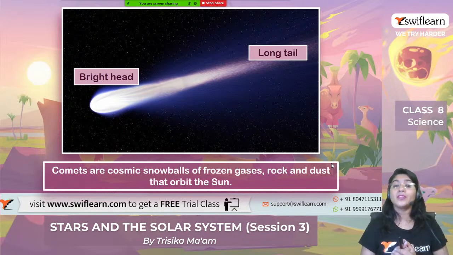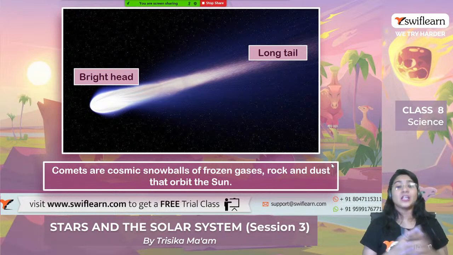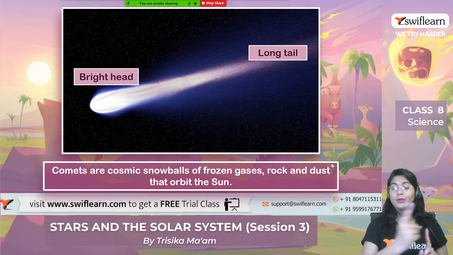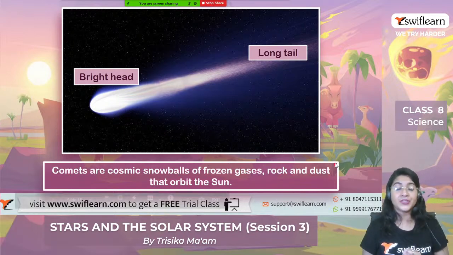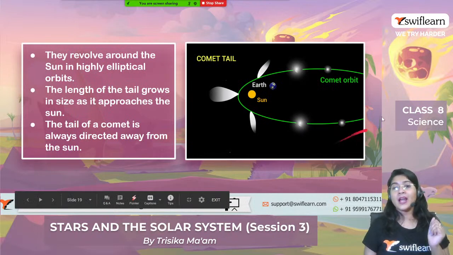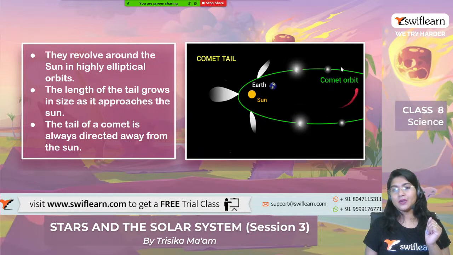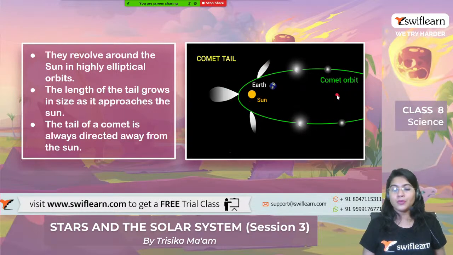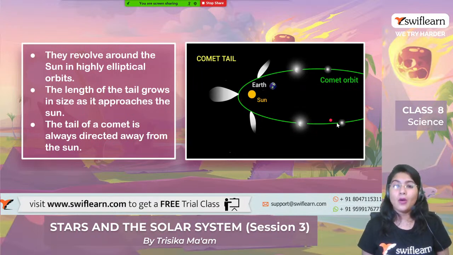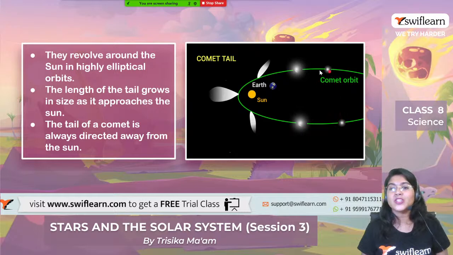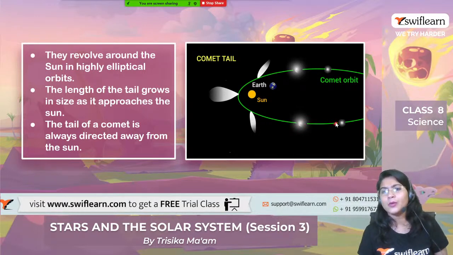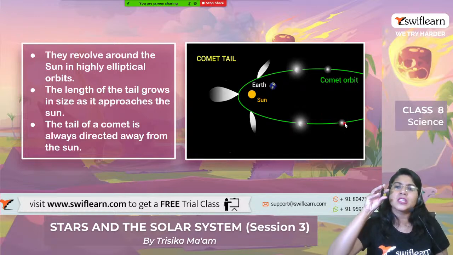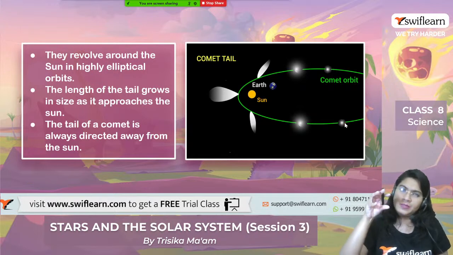So what are they made up of? They are made up of frozen gases, rocks and dust particles, and they revolve around the sun in their own orbits. I will show you the orbit of these comets. They are highly elliptical. Can you see over here, this green colored orbit? These are highly elliptical orbits where we can see the various comets, right? Can you see the different shapes and sizes of the comets? When they are far away from the sun, they seem to be just a dot or circular.